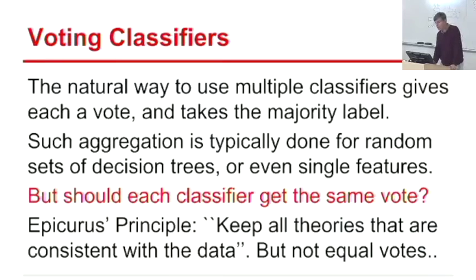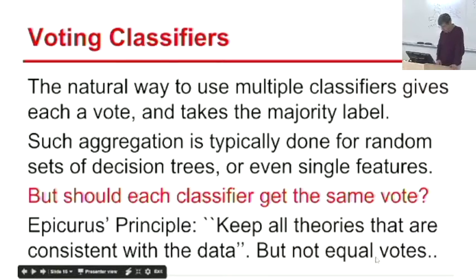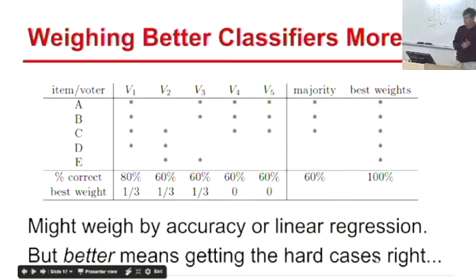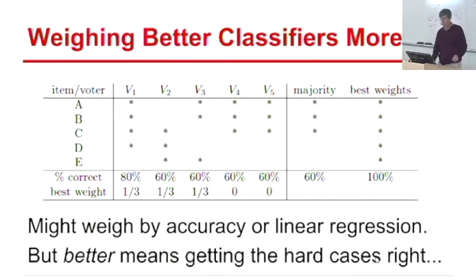So how can we use multiple classifiers in a voting situation? Okay? The simplest thing is each one gets a vote, and we take the majority label as our decision. Now, the real question is whether we should give each of the trees an equal vote, and it's not obvious that that's the case. Here is an example, which I would like to use as an illustrative example.